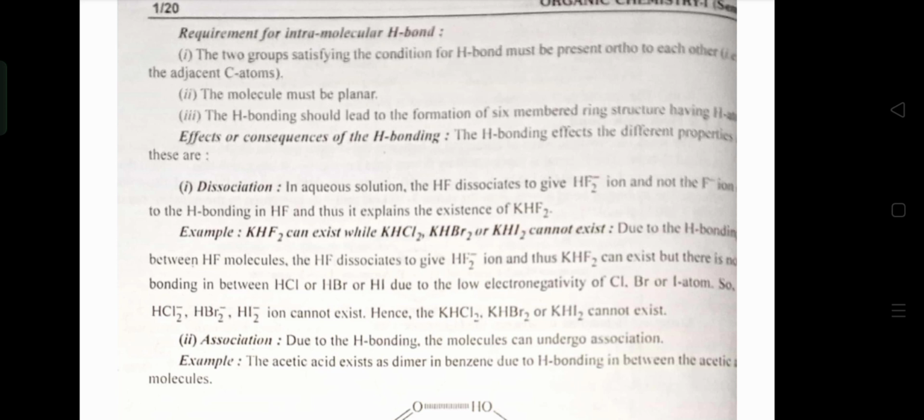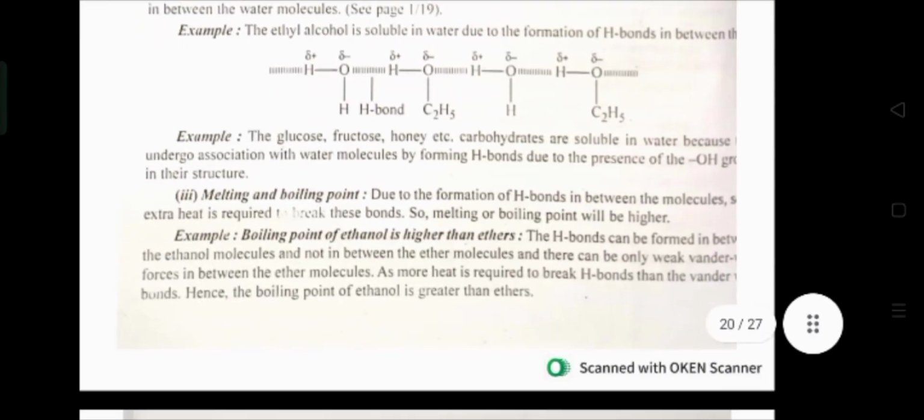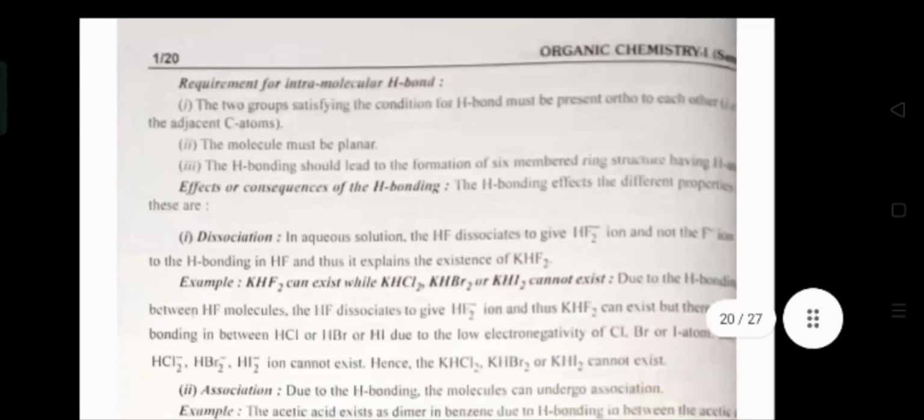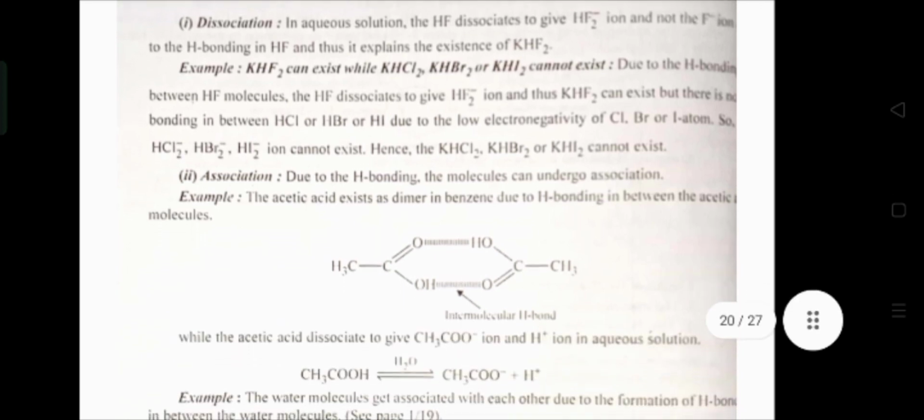hydrogen bonding: hydrogen bonding affects different properties. First is dissociation. In aqueous solution, HF dissociates to give F negative and HF2 negative. We are on the topic of the HF2 negative ion. Note the F negative ion is hydrogen bonded to HF. This explains the existence of KHF2.